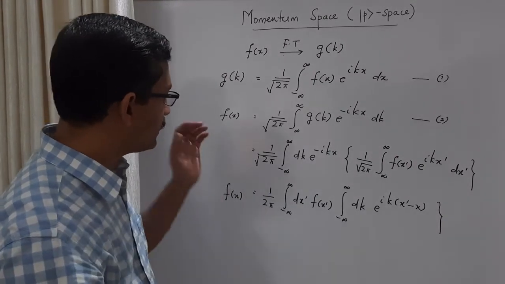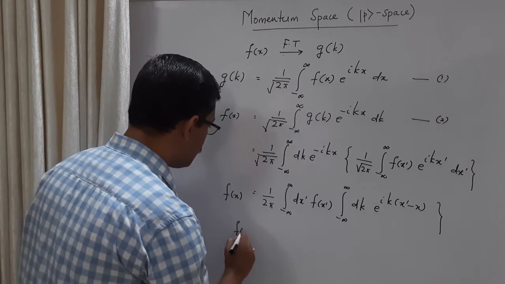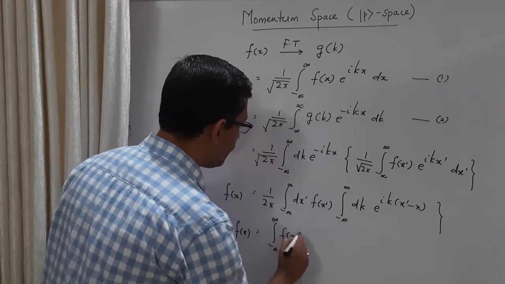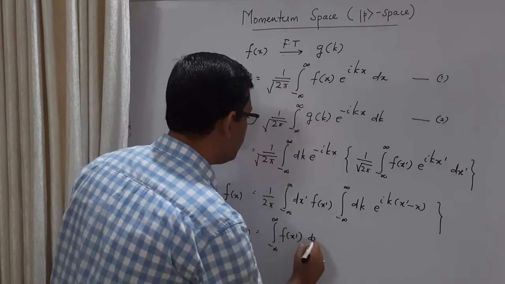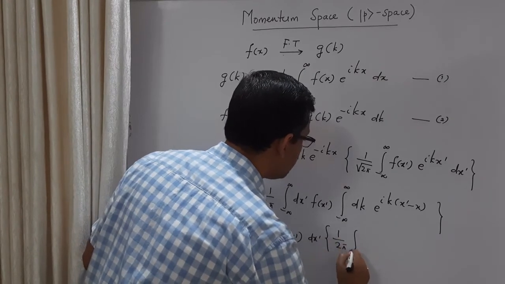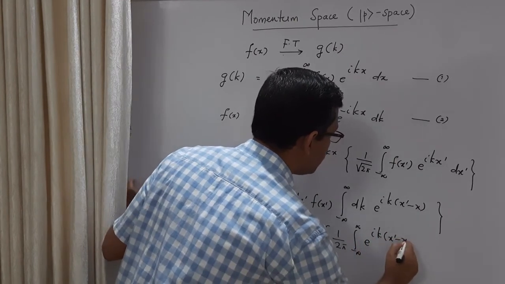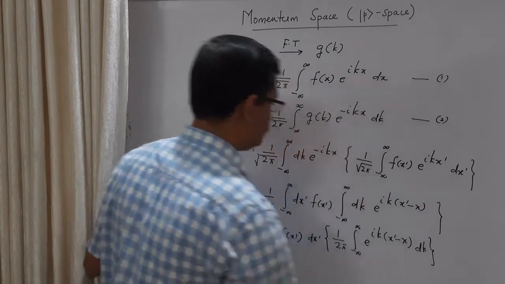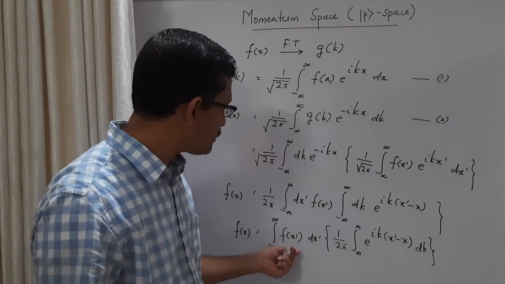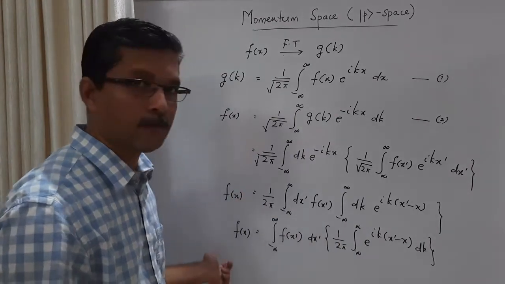Now look at this expression. Let me rewrite this as f of x equals integral minus infinity to plus infinity f of x prime dx prime into, let me take this 1 by 2 pi also inside, integral e raised to i k (x prime minus x) dk. That means under this integral, when this function f of x prime is multiplied with this term in this curly bracket and integrated over x prime, we get f of x.